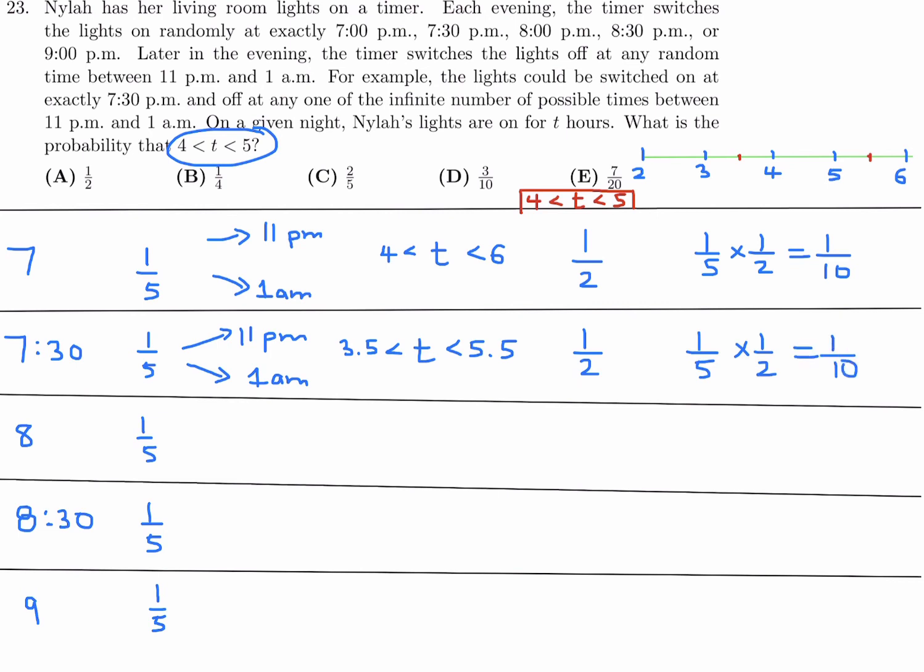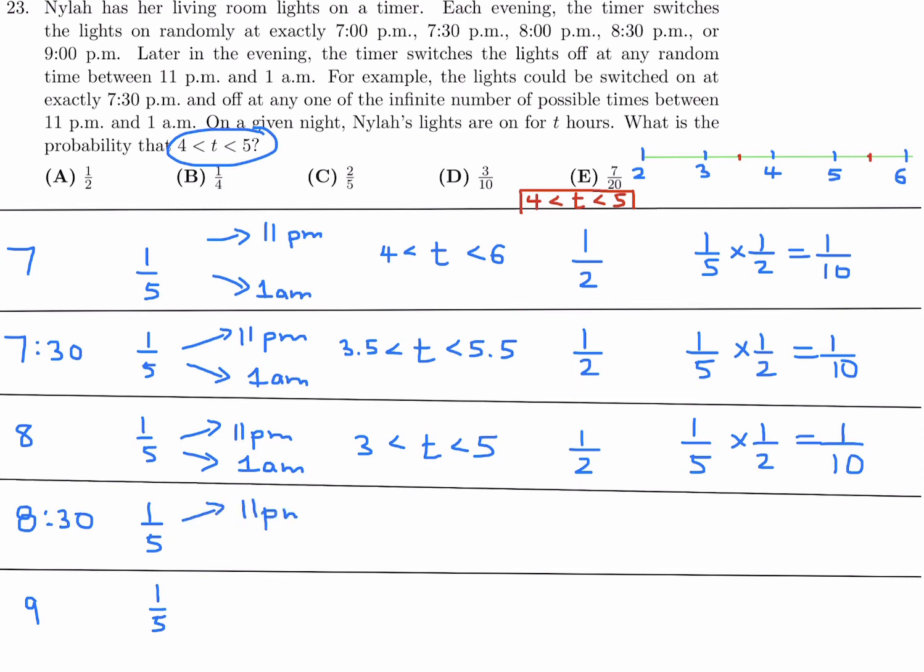So by now you're an expert, so I can go through the rest of these pretty quickly. 11 p.m., 1 a.m. time, this time will be between 3 and 5. And then 3 and 5, of course, is this range. We want between 4 and 5, which would be that range. Well, that's a half. And there we go. Therefore, the probability would be 1/5 times a half once more, 1 over 10.